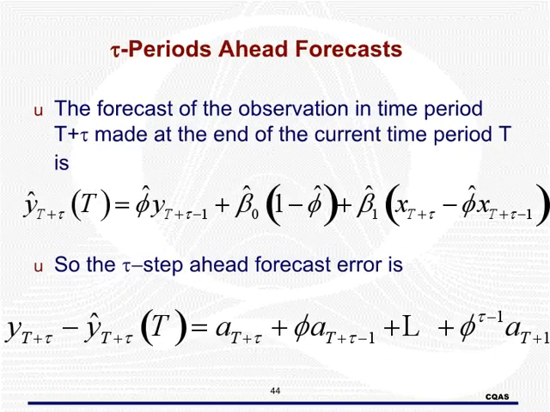Now this idea can be extended to the tau-step ahead forecast. The tau-step ahead forecast and its error is given on the slide. Notice once again these are heavily dependent on phi. Also, notice in the forecast error as we get farther from time t plus tau, the random shock at that time has less effect on the forecast error itself. This is what we would expect.